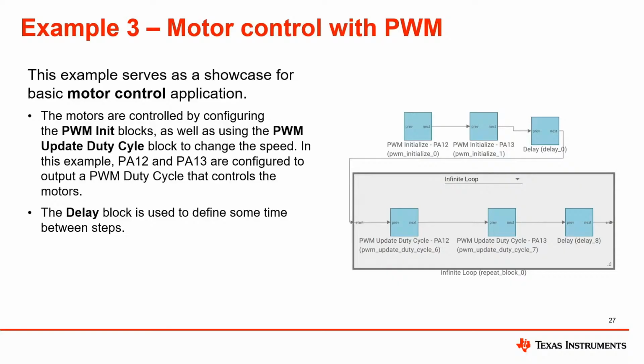The last case here that we want to work through is an example code for the motor control with pulse width modulation. This specific example controls two different motors using the pulse width modulation initialization blocks, as well as the PWM update duty cycle block to change the speed. In this example, the two outputs are on PA12 and PA13 and are configured to control the motors. There's also a delay block that is used to define some time between the steps in the motor control algorithm.